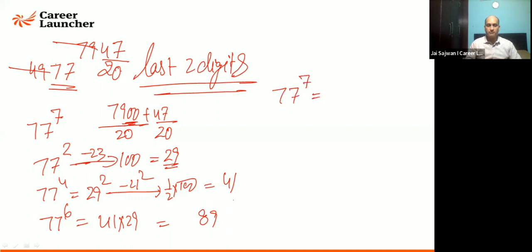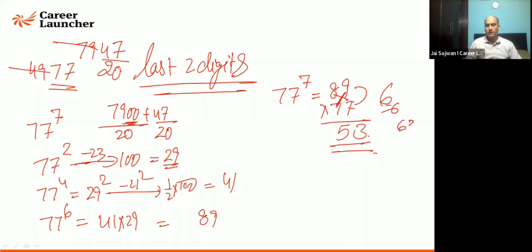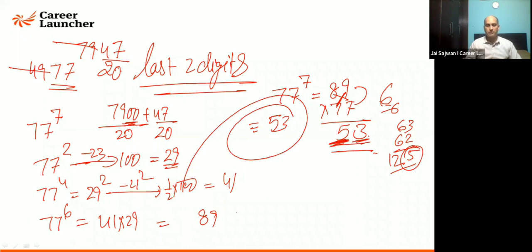77 to the power of 7 is 89 into 77. 9 sevens are 63, 6 carry. 8 sevens are 56 plus 6 is 62. 62 plus 63, that comes out to be 125. I'll take this one, 53 is already coming there. I believe it is clear. So 53 is your answer. That's why I try to get the answer of this. Please do ask if there is any doubt.